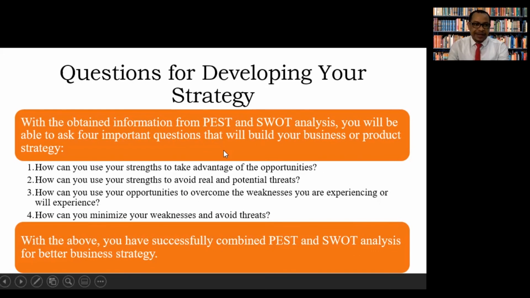So you have seen that by combining PEST analysis and SWOT analysis, it will give you better insight that will enable you to develop effective strategies. These strategies will enable you to take advantage or exploit the opportunity that you will identify from your external environment, and at the same time, avoid the threats that you will identify in your external environment based on the information obtained from your PEST analysis.